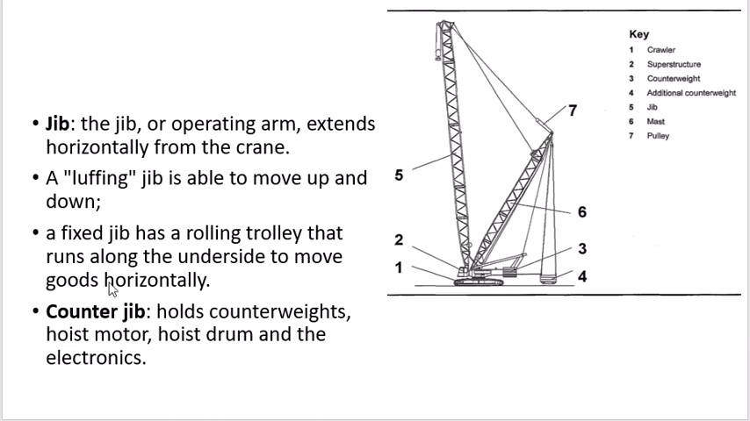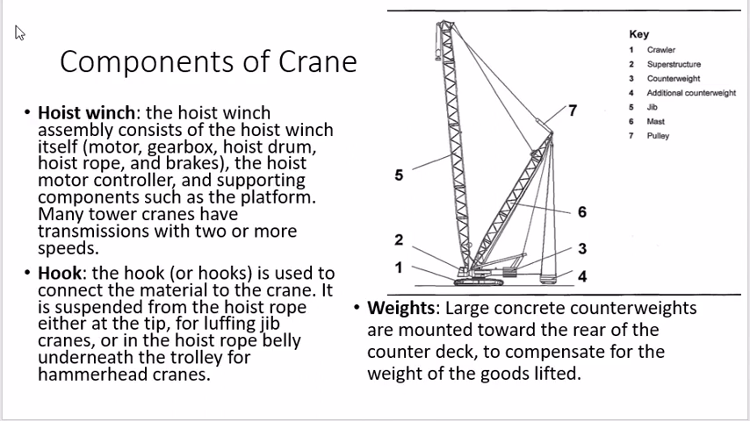Then after that, the next important part is the hoist winch. The winch is an assembly consisting of the hoist winch itself, a motor and a gearbox. This hoist is responsible to move your load up and down, because the motor is there just to collect the rope, winch the rope around the drum, and move your load up and down.